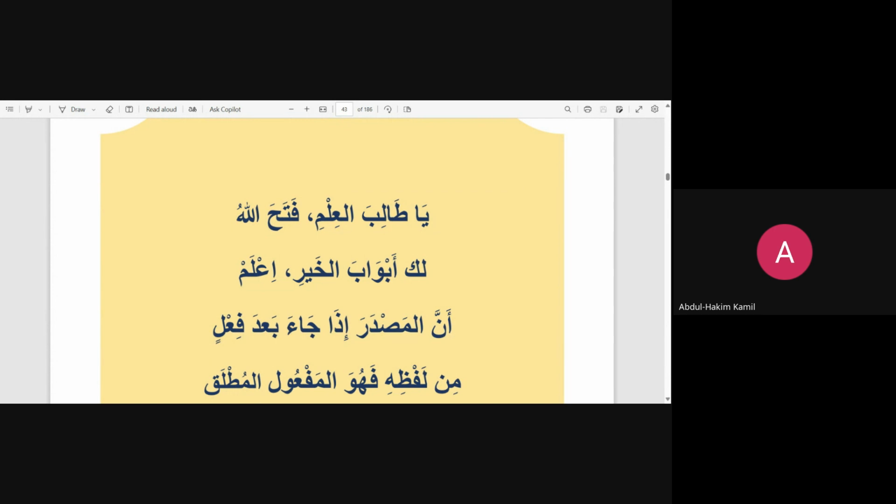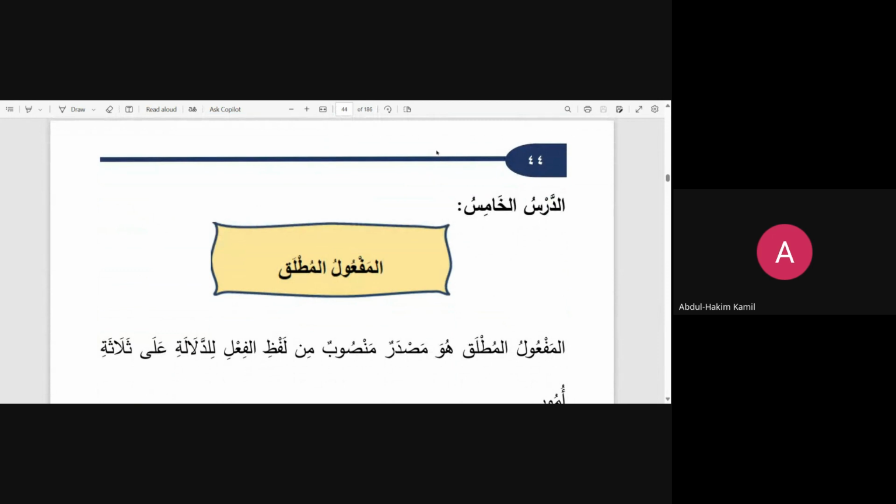اعلم أن المصدر إذا جاء بعد فعل من لفظه, if it comes after the verb from the same wording, فهو مفعول مطلق. We studied the masdar before, but we only studied the masdar, changing it from the verb, not the verb and the masdar together. This time maf'ul mutlaq is the verb and the masdar coming after the verb, from the same letters, the same roots. We never studied them together.